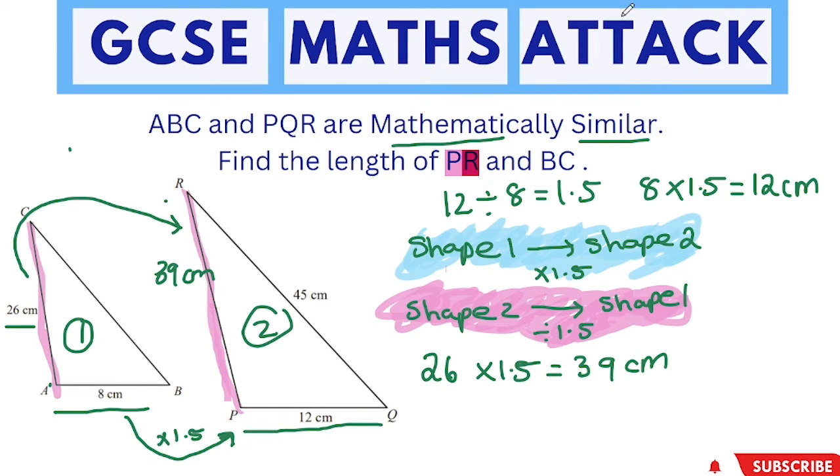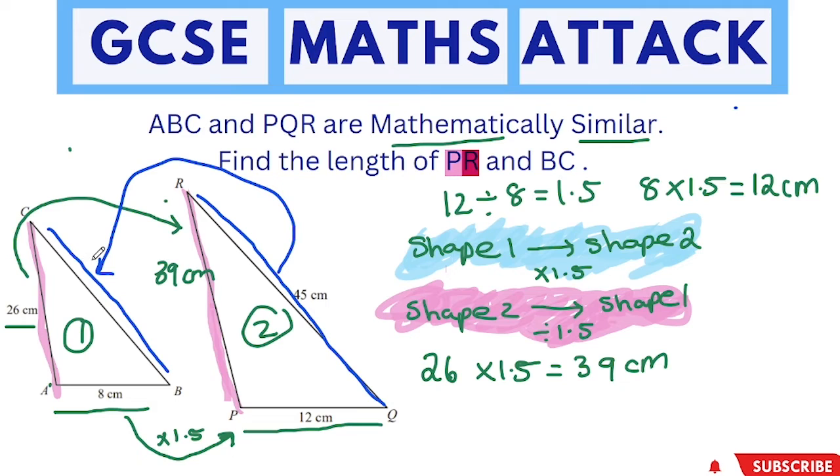Now, if I want to work out BC, which is going backwards, where is BC? BC is over here. I need to find the corresponding side in shape 2. I can see that RQ is corresponding to BC. Now I'm going backwards, from shape 2 to shape 1. So I'm doing 45 divided by 1.5, and that gives me 30 centimeters.